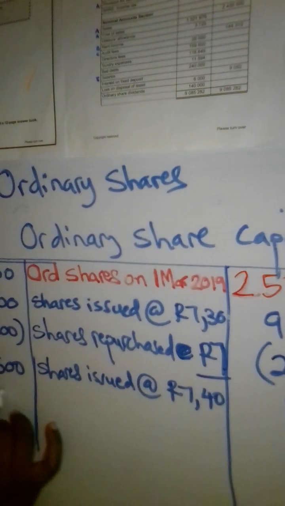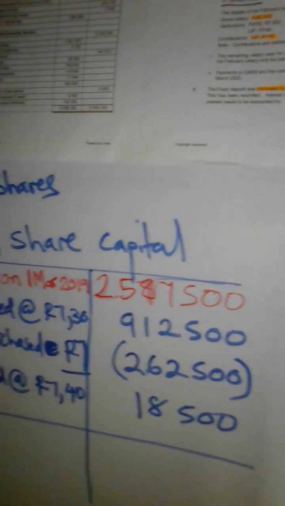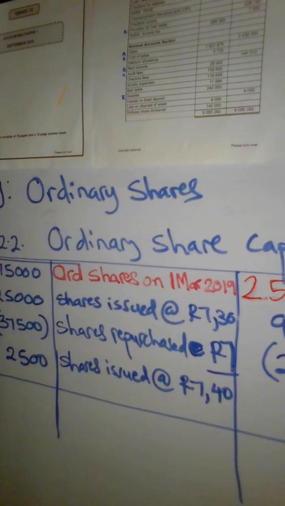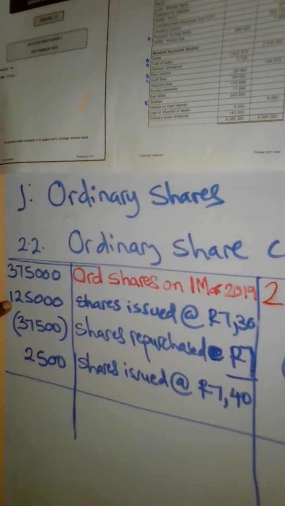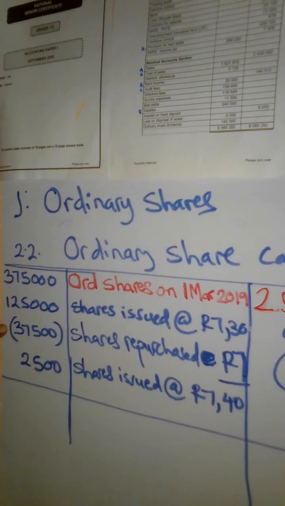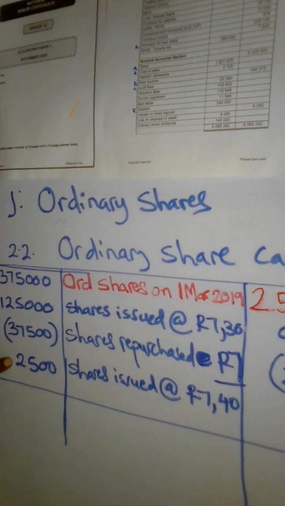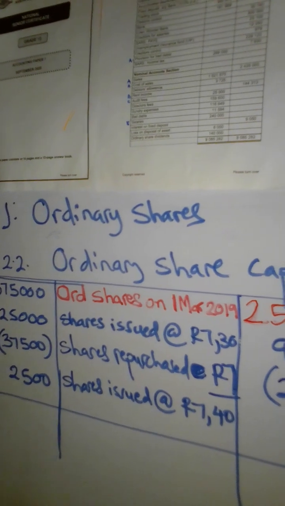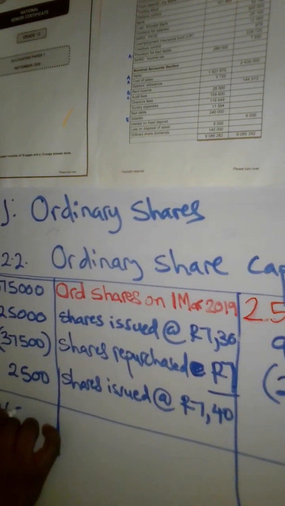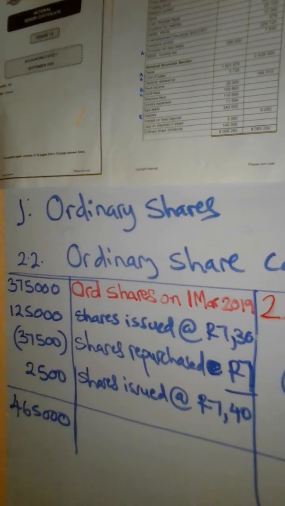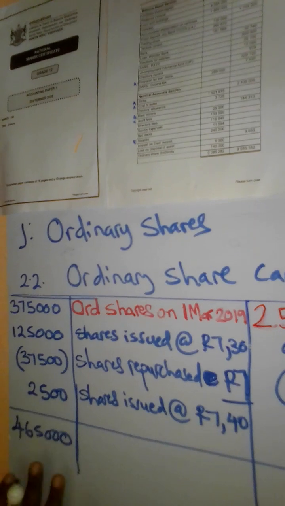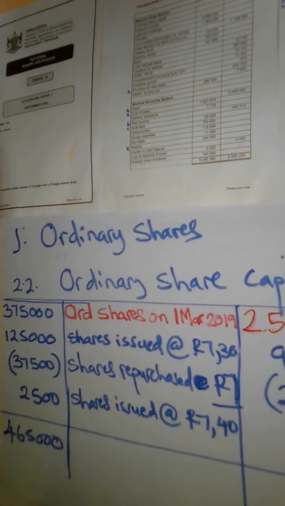Okay, fine. So the last thing that we are supposed to do now is to find out, at the end, how many shares do we have and how much is the amount at the end of the year. On this side, if we say 375 plus 125 minus 37,500 plus 2,500, we check with our calculators, it becomes 465,000. 465,000 is the number of shares that we have at the end of the financial year.